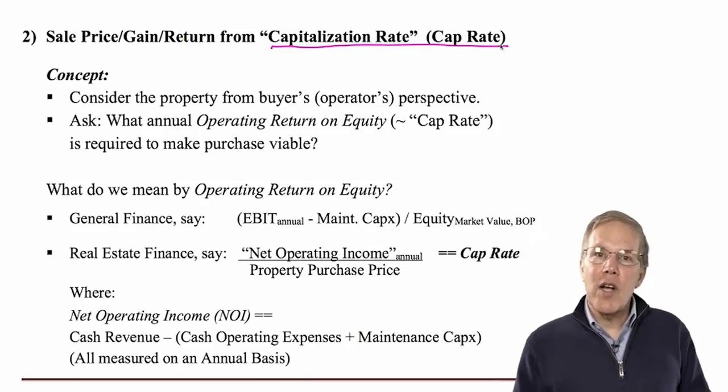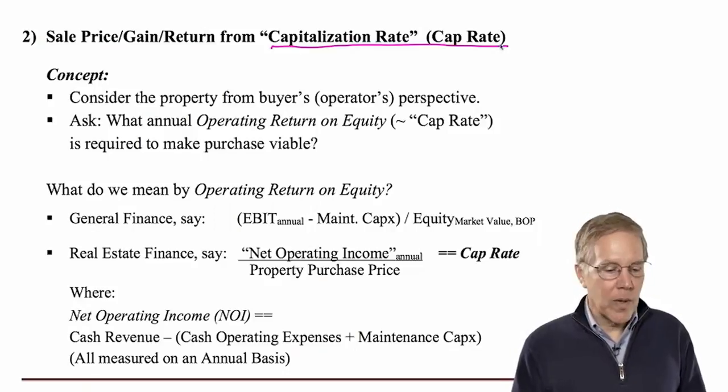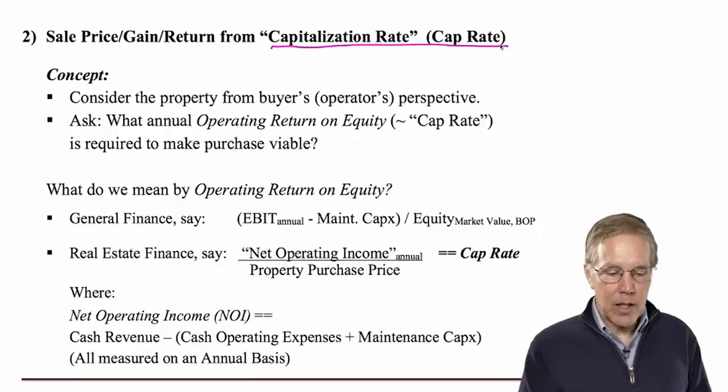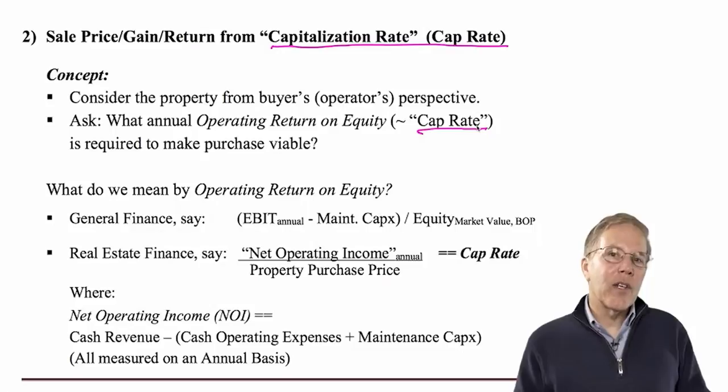The general concept is we want to consider the property from the buyer's perspective, the entity or the person who's going to buy this and manage it while the grad students are living in it, enjoying the cash flows from the graduate students paying their rent. So from their perspective, we ask, what's my annual operating return on equity? And that's what cap rate is. That's required to make this purchase viable for me.